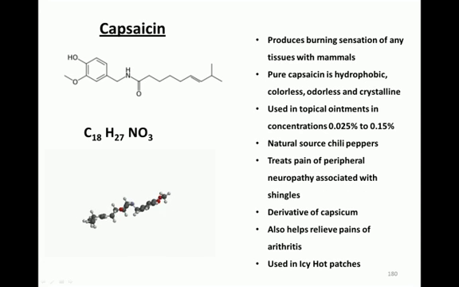Capsaicin. It produces a burning sensation of any of the tissues within mammals. Its natural source is chili peppers, and it also helps relieve pains of arthritis.